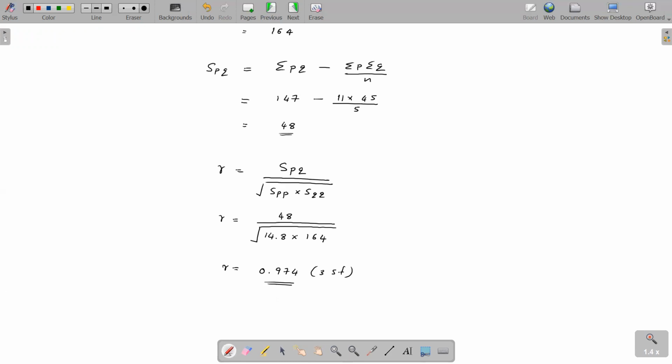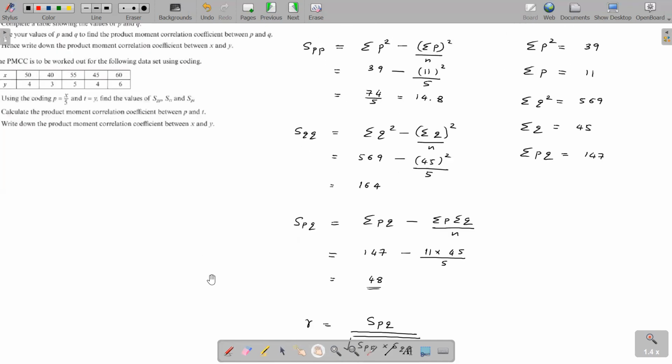All right, guys. So this is your R value, 0.974. Remember, when you write the R value, always check it and have an idea in your mind of what's going on. Here, when the R value is quite close to 1, your two variables have a strong positive correlation. It's really close to 1: 0.974.